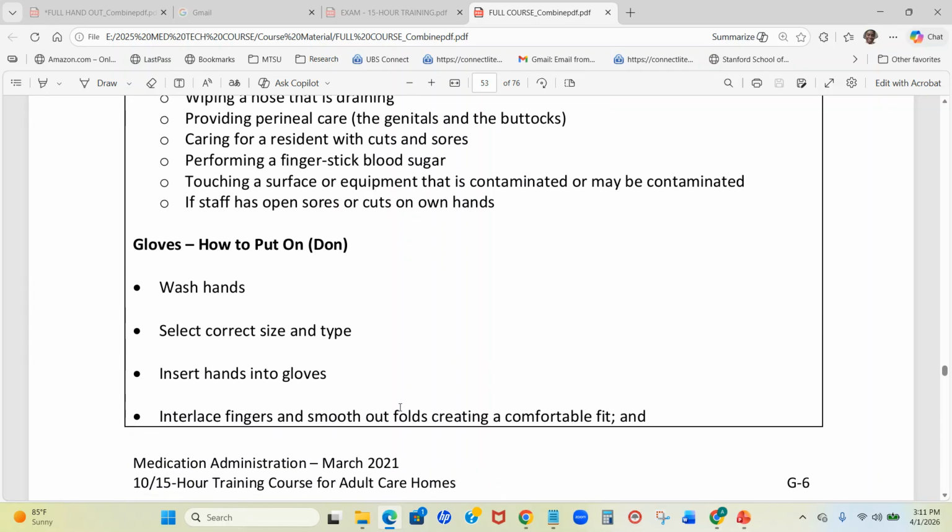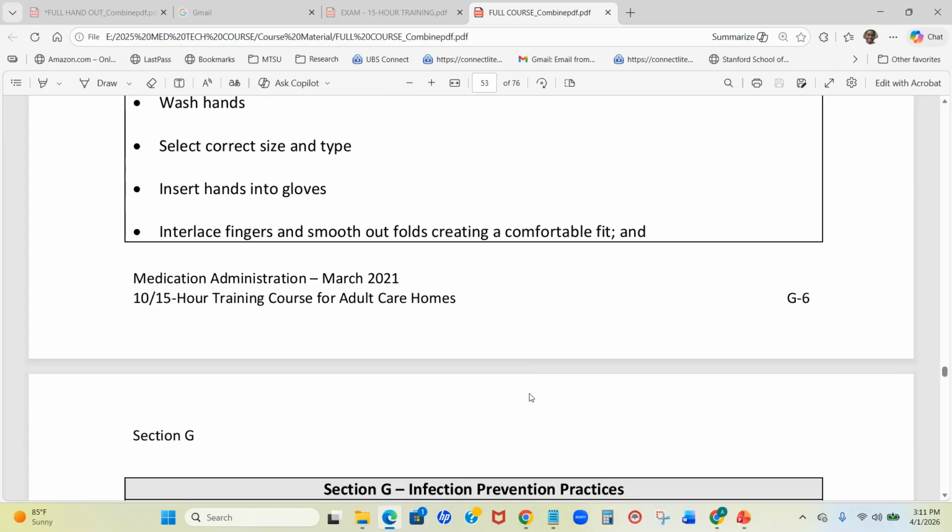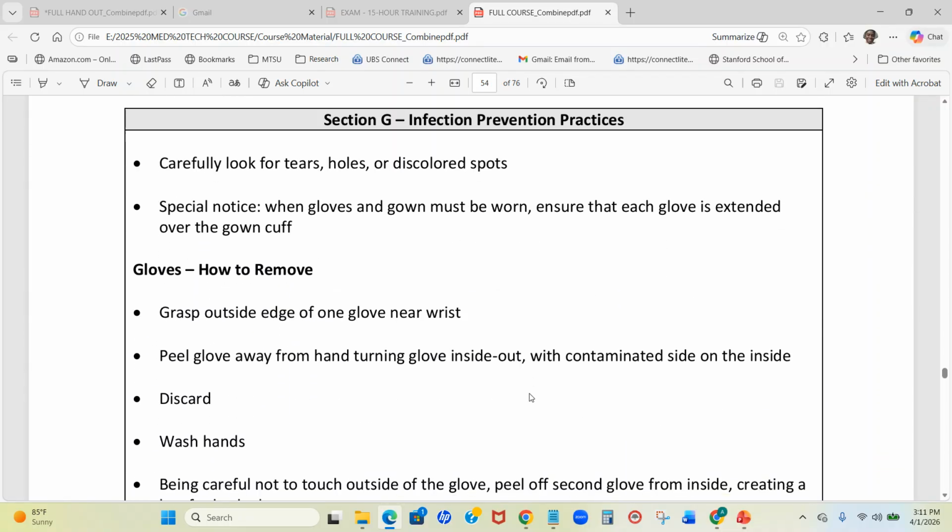If staff has open sores and cuts on hands, okay. So when we meet in the lab, we're going to don gloves, which is putting on the gloves the correct way, how to do it the proper way. Make sure you are using the one that fits you properly, and carefully check that the gloves have no tears or holes.